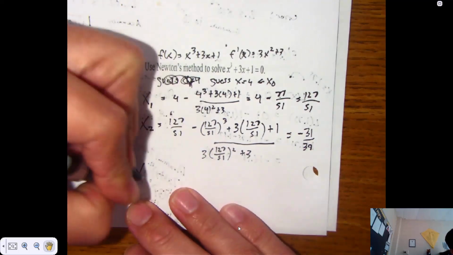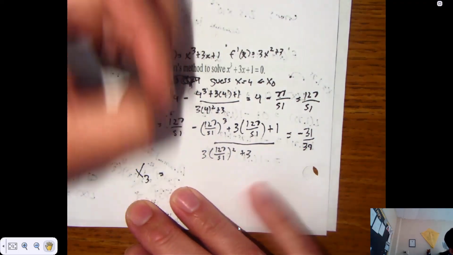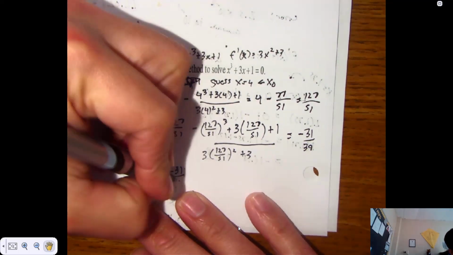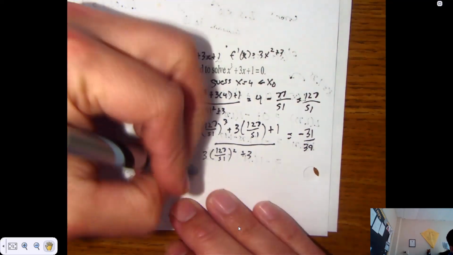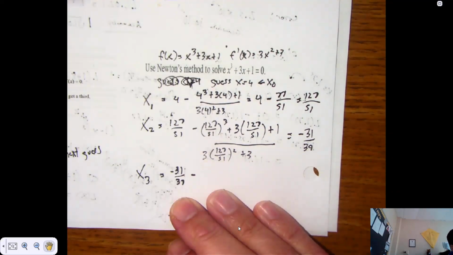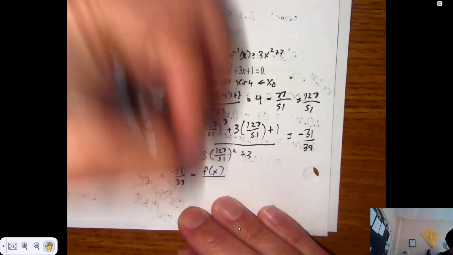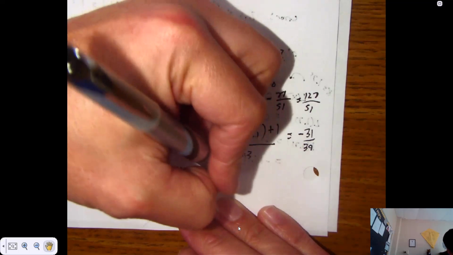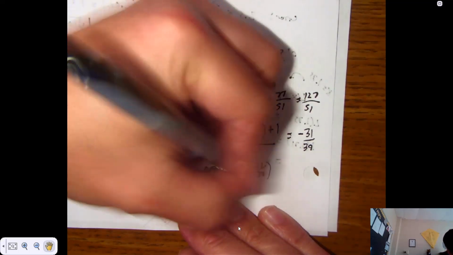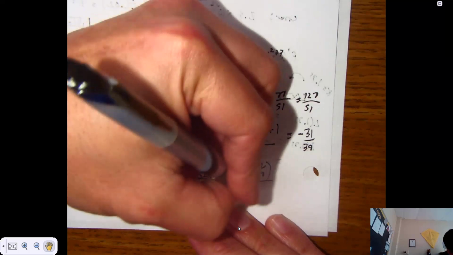Anyways, the next guess is going to be what happens when I plug in this negative 31/39. And I'm not going to write all this out. I'm just going to say x minus f of negative 31/39 over f prime of negative 31/39.